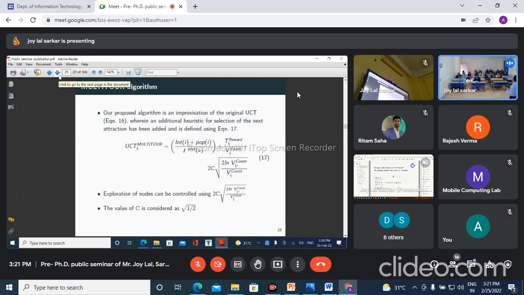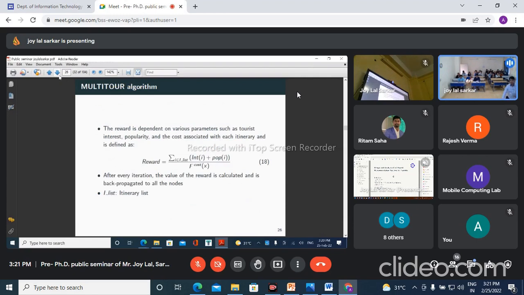So exploration is very, very important. I just explore my algorithm in the searching. So like that, the value of C I have considered as root over 1 by 2. This is already defined. Okay. So like that way, reward also I have calculated from interest plus popularity and also the cost.